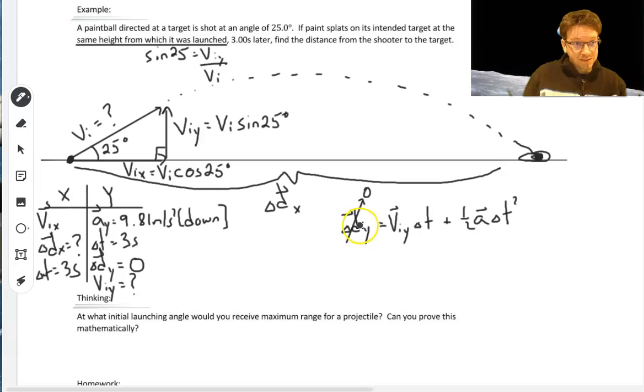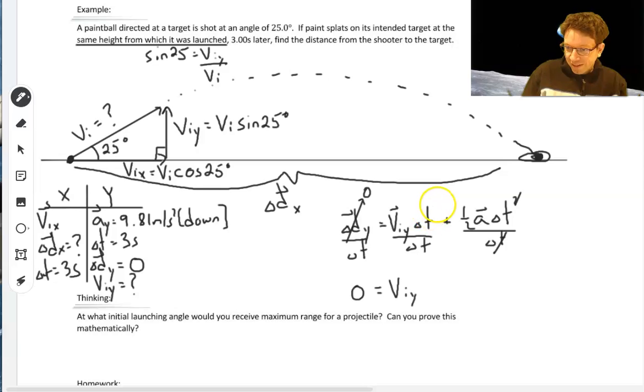Okay, since that term is 0, I can divide every term by time, and I can only do that because I know time is not 0. If a variable could be 0, you don't want to divide by that because then you're dividing by 0. But I know it's going to take more than an instantaneous amount of time to actually travel that distance, so I can divide every term by time. 0 divided by time is just 0. That gives me 0 equals VIY, and a square will cancel there, plus 1/2 a delta t.